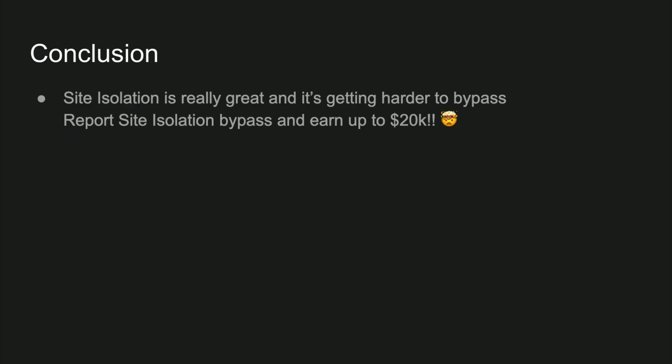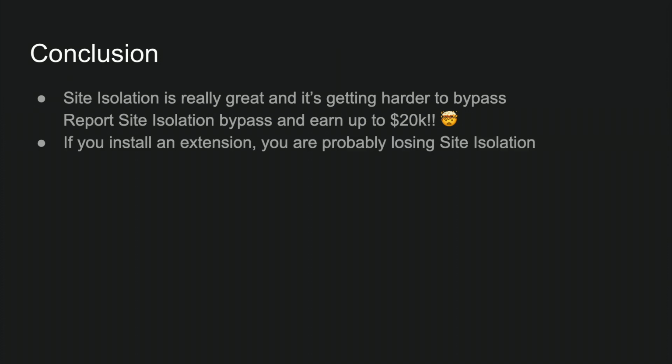So the conclusion is site isolation is really good. Now it's really getting difficult to bypass. The Chrome team actually announced a site isolation bypass bounty, so they pay up to 20K for these bugs. My bugs were all before this bounty was announced, so probably you can get double. Yeah, so it's actually great from the browser point of view, but extensions are still missing. So if you have extensions installed, good luck.